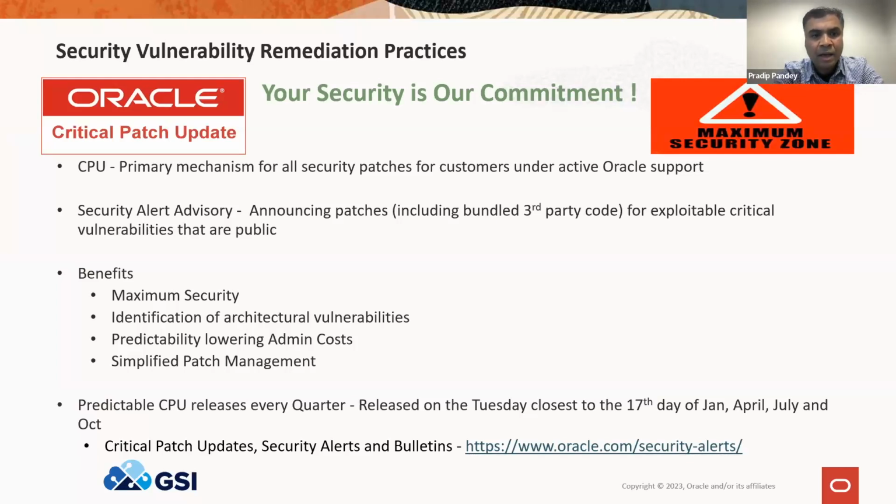Security alert advisories are announced, which include patches for the product and third parties for exploitable critical issues that are public knowledge. The benefit of this process is to provide maximum security to a customer, identify any architectural vulnerabilities, predict lower admin cost, and simplify patch management. It provides a predictable CPU release calendar every quarter. We tend to release on a Tuesday close to the 17th of January, April, July, and October. Again, critical patch updates and security alerts and bulletins can be found on this Oracle security alerts page. Next slide.